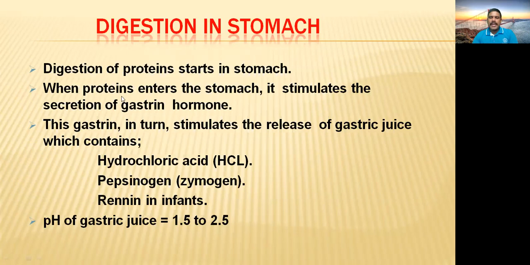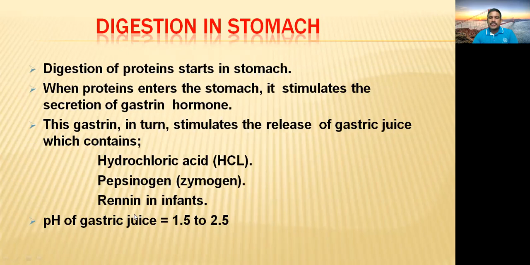So once the food enters into the stomach, the proteins present in the food will stimulate the secretion of gastrin hormone. Once the gastrin hormone reaches the gastric glands, which are present in the walls of the stomach, it acts on them. The gastric glands, in turn, release gastric juice. And this gastric juice contains hydrochloric acid, HCl, and pepsinogen, also called zymogen, and renin in infants. Renin will be released only in infants' gastric juice. In adults, renin enzyme will not be there.